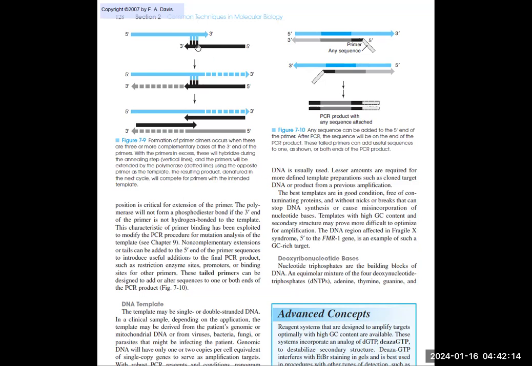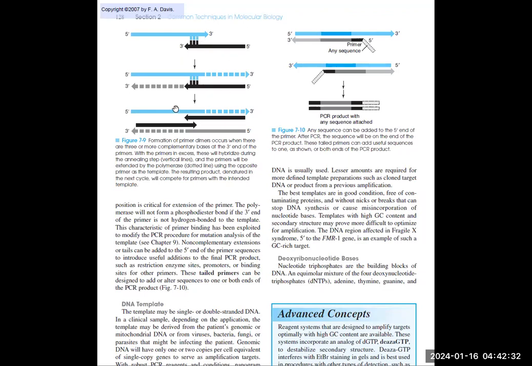They are complementary. And what's the problem? They tend to hybridize. They tend to anneal. So it's not a good thing. This will result in primer dimers, and the primers will be extended by the polymerase using the opposite primer as the template.